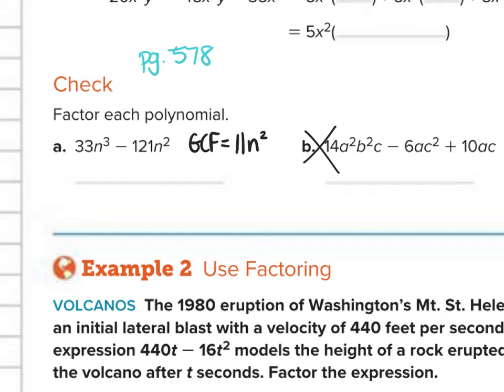All right, so let's work it out now. So we divide each of them by that common factor, okay? Because we're trying to work backwards to get to our multiplication part. So, write my parentheses. What goes outside my parentheses? 11n squared. Good. All right, now what's this first one? Hayden, what's that first one going to be? 33 divided by 11 is what?